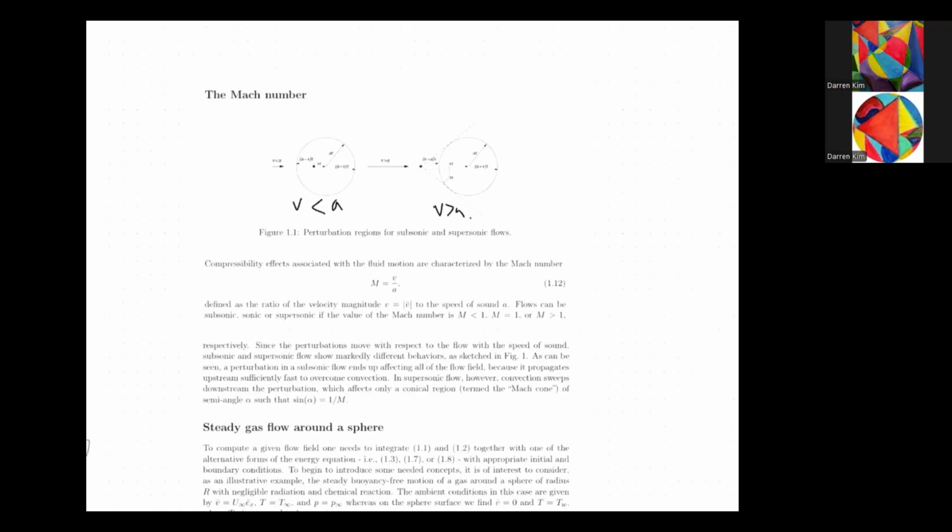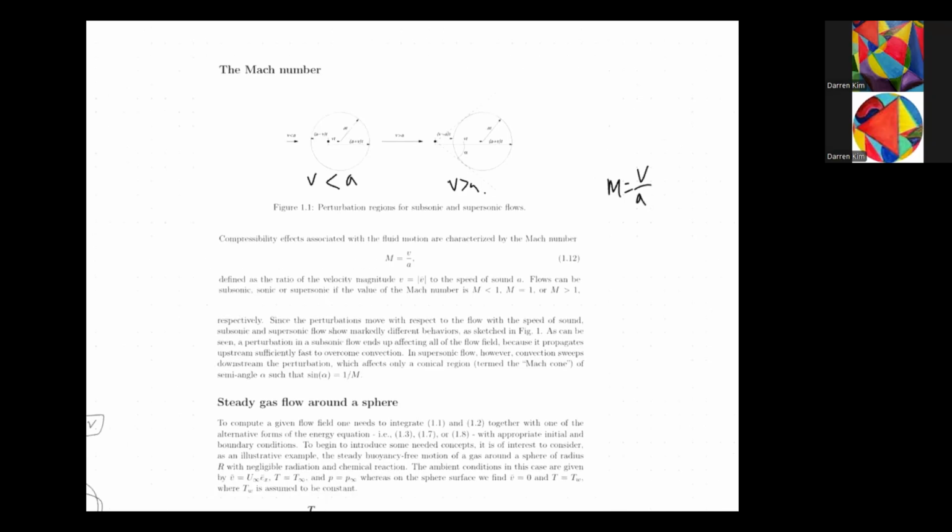Compressible effects associated with the fluid motion are characterized by the Mach number, M equals V over a, defined as the ratio of the velocity magnitude V to the speed of sound a. Flow can be subsonic, sonic, or supersonic, depending on whether the Mach number is below, equal to, or above one, respectively. Such that the propagation moves with respect to the flow with the speed of sound.